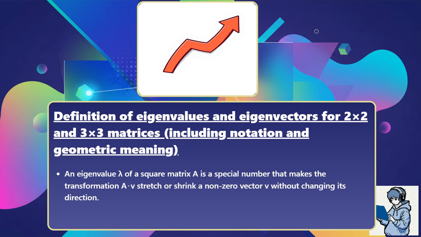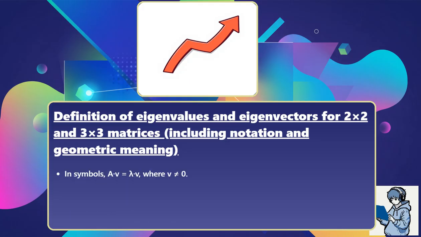An eigenvalue lambda of a square matrix A is a special number that makes the transformation A dot V stretch or shrink a non-zero vector V without changing its direction. The vector V is called an eigenvector. In symbols, A dot V equals lambda times V, where V is not equal to 0.